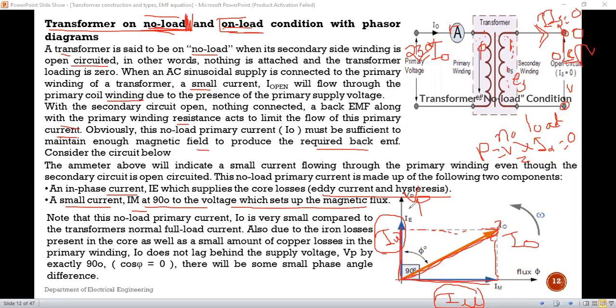Okay, suppose a transformer has a normal full load current of 10 ampere. The no load current is very small in comparison, somewhat around 1 ampere, or less than 1 ampere.